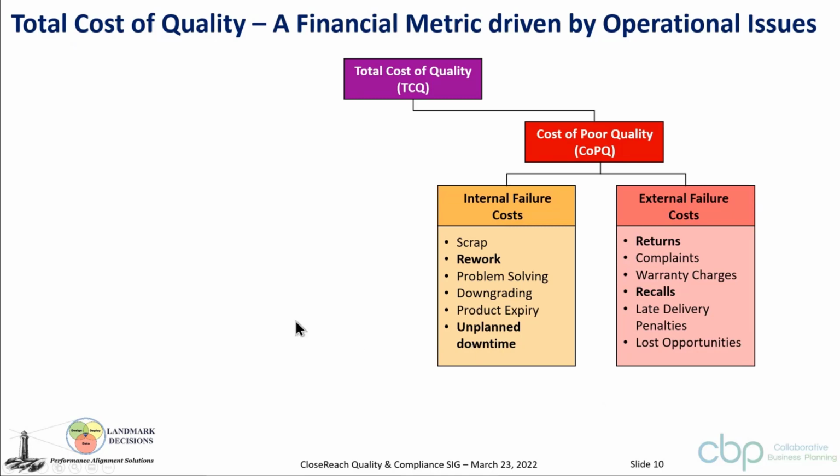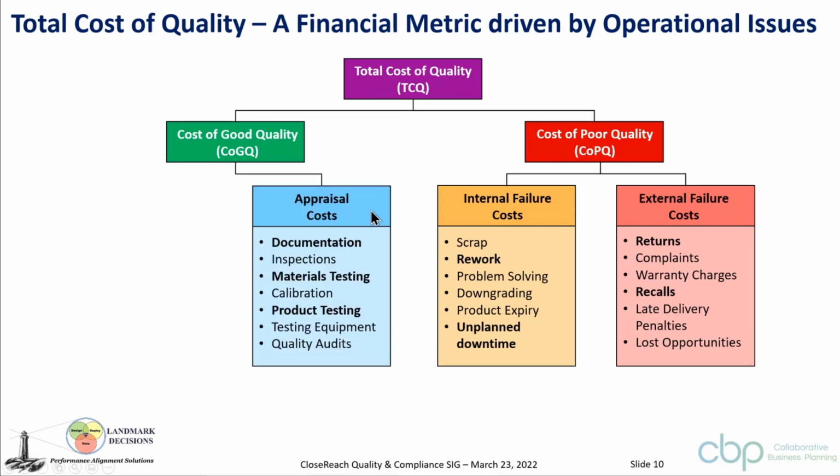So what are some of the ways we try to control that? We do that through looking at the cost of good quality. So these are the things that we should be doing in terms of appraisal costs. So testing, making sure our production areas are calibrated, working properly, doing quality audits, compliance audits, making sure you have the documentation, all of that, we call it appraisal costs.